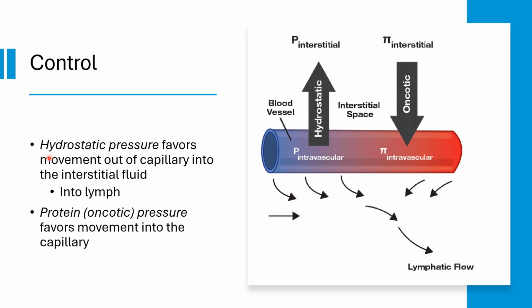Hydrostatic pressure, and we can use the prefix hydro because water is involved, a huge component, 90% of the plasma of the blood. Hydrostatic pressure favors movement out of the capillary into the interstitial fluid, into the lymph. Just the fact that there's more water here than there is in the interstitial space would cause water to want to move out of here into the interstitial space. And when it goes into the interstitial space, it becomes lymph.